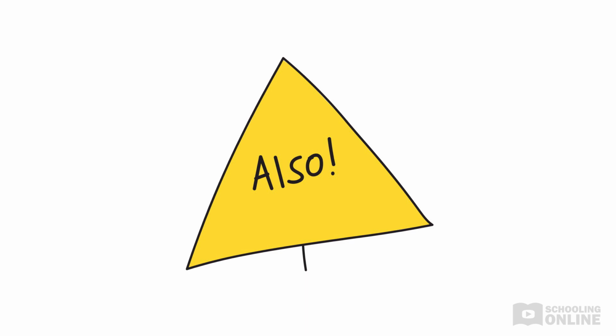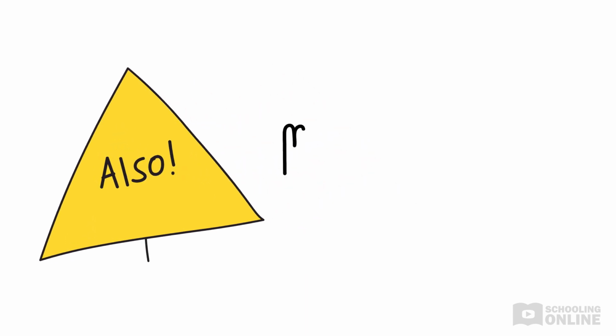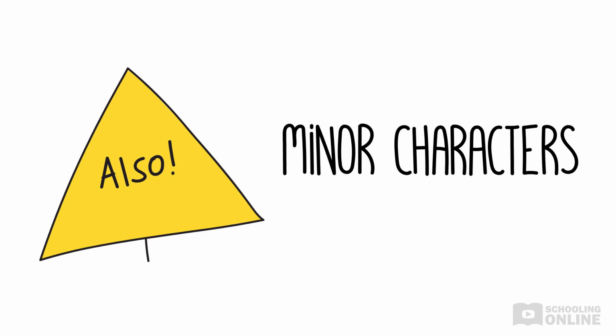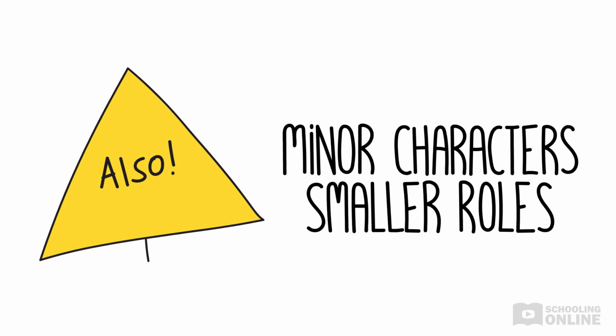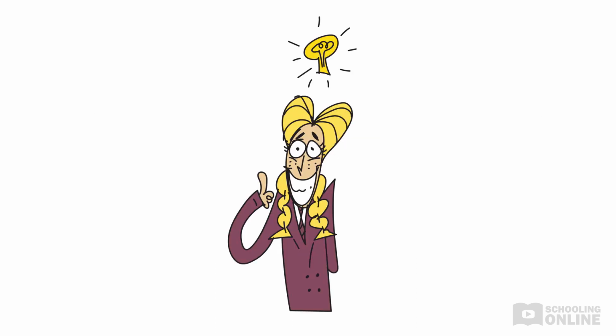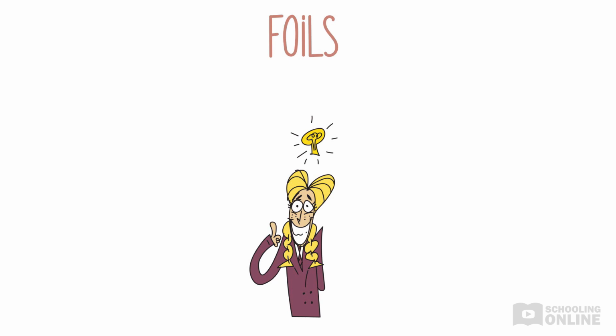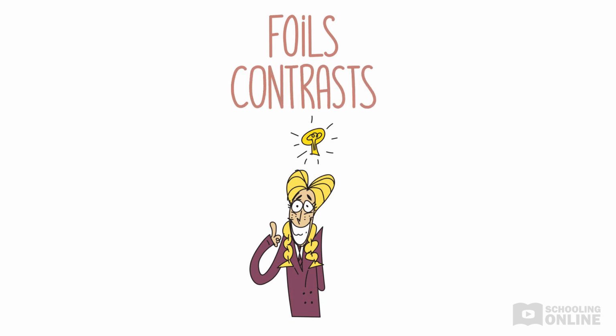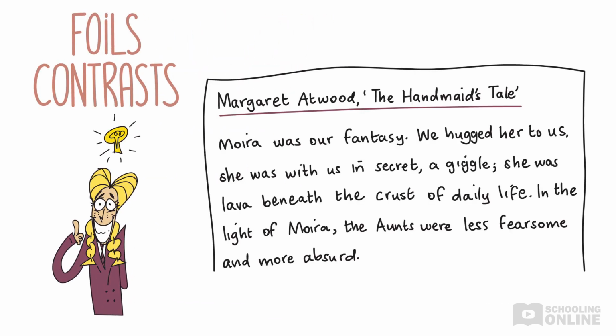Also, throughout a work of prose fiction, you'll meet some minor characters. Minor characters have smaller roles in the novel or story. Often, the protagonist's interaction with the minor characters drives the plot forward and helps our main characters to develop. Some minor characters might function as foils. A foil is a character who contrasts our protagonist to highlight certain aspects of their character. Let's look at an example from Margaret Atwood's novel, The Handmaid's Tale.